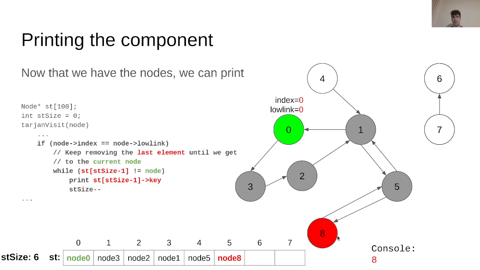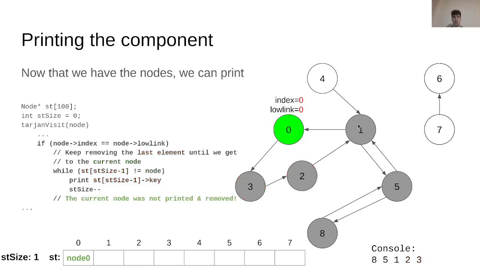So basically here we'll print 8 because it's the last element on the stack and remove it. Then we print 5, then remove it from the stack. And we print 1, then 2, then 3. But at the end, we see that the while condition stops when the last element on the stack is actually our node. So the current node was not printed and removed. So we need to add it manually: print the last element on the stack and decrement the size.